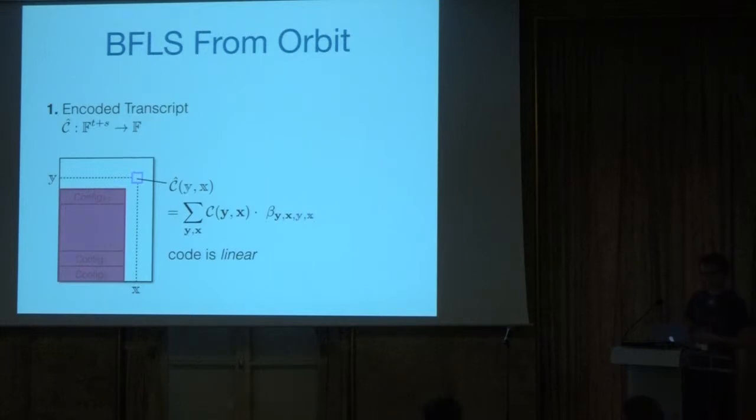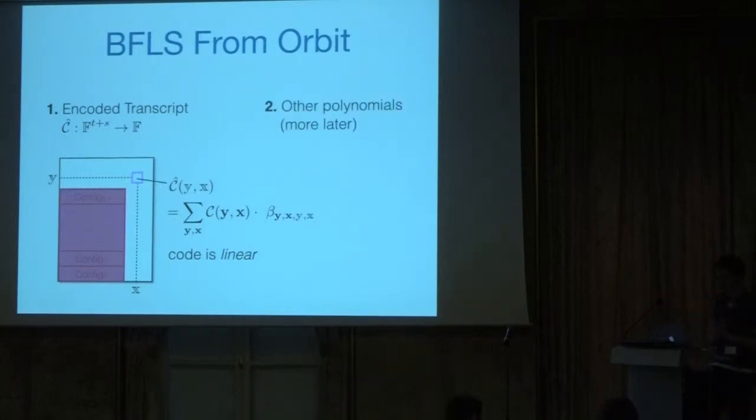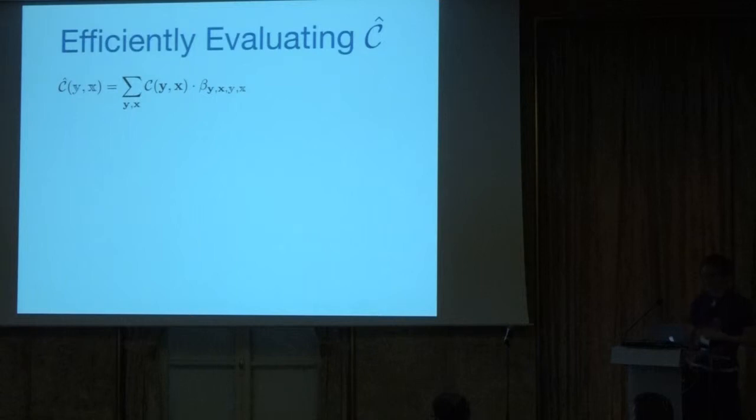Turns out that you can use a linear code in BFLS. So yeah, this is the first ingredient in BFLS, and there are also some other polynomials that I'll get to a bit later. Okay, so we can start by just asking how you can try to efficiently evaluate the encoded transcript. And I'm going to do something a little silly and just ignore the coefficients for now.